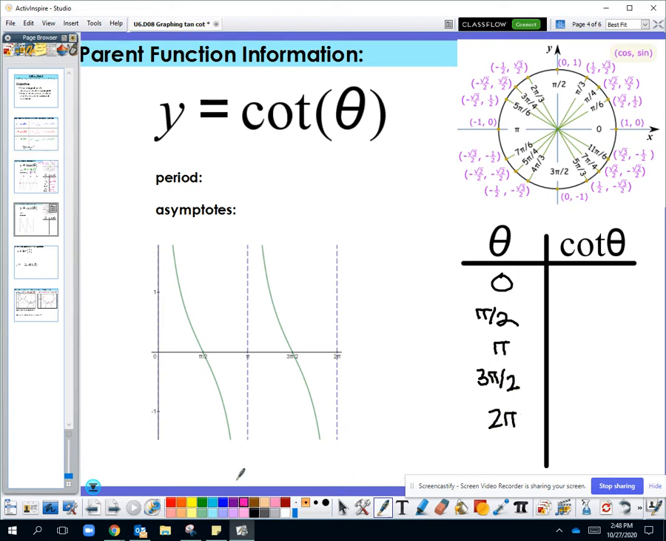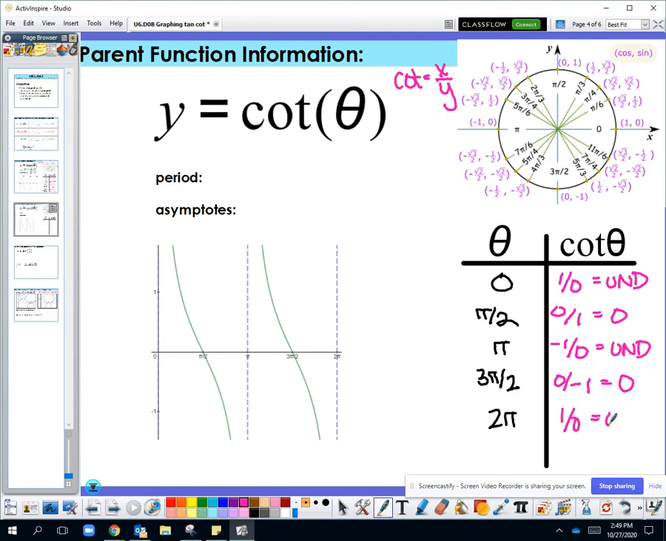And cotangent is x over y. So x over y, 1 over 0, we're starting at an undefined value, an asymptote. Up here we have 0 over 1, which is 0. Negative 1 over 0 is undefined. 0 over negative 1 is 0. Back to 2 pi, 1 over 0 is undefined. So we only have two coordinates here, pi over 2, 0, and 3 pi over 2, 0.